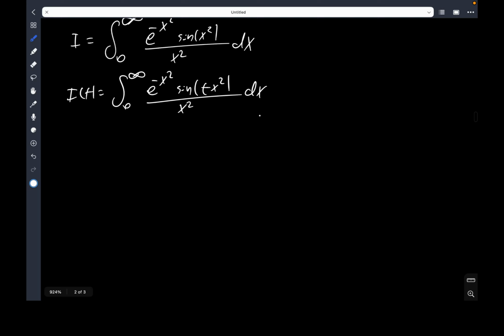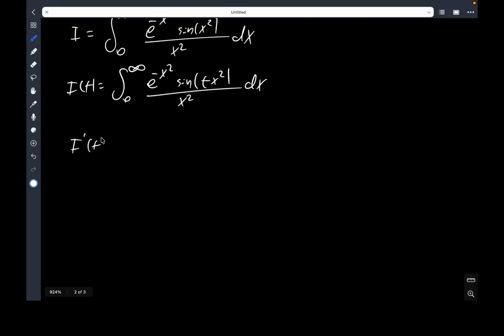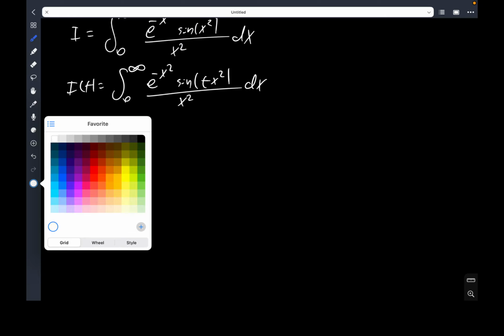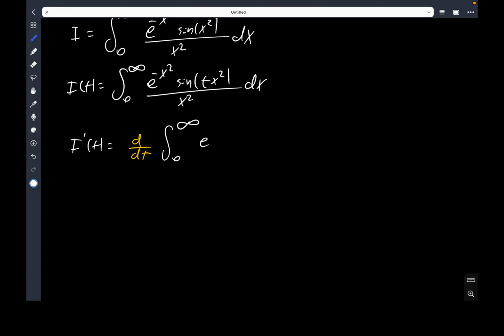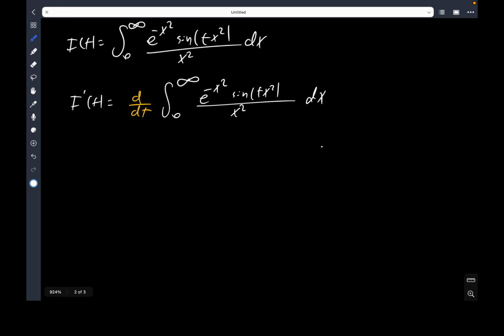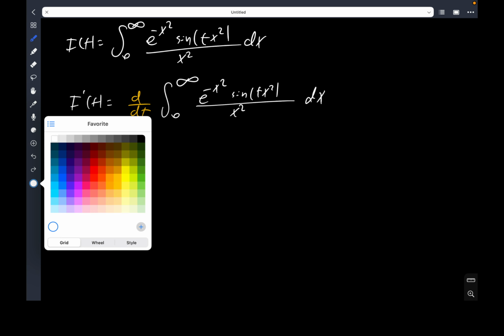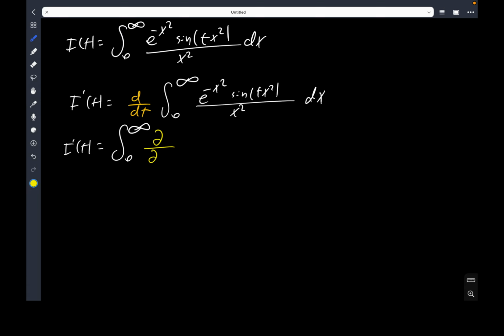If I take I prime of t, the derivative with respect to t, I have to take the derivative with respect to t of the integral e to the negative x squared sine of tx squared over x squared dx. The derivative is going to go inside. Thus, I'm going to have partial t of e to the negative x squared sine of tx squared over x squared dx.